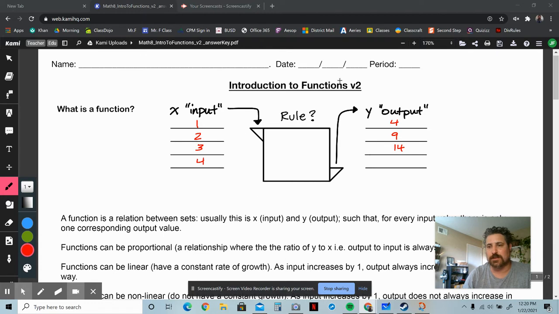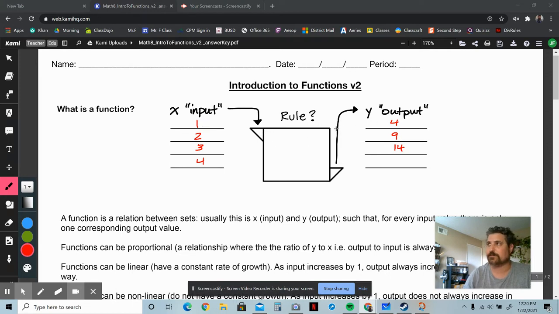The first function sheet that we had, Introduction to Functions version 1, is basically we had to guess the rule. So let's just practice that again. In this case, we're inputting a 1, outputting a 4. So something's happening to that 1 inside here that's creating it to be a 4 when it comes out. So what are we doing mathematically to that 1 to make it into a 4? Is it plus 3? Is it times by 4?